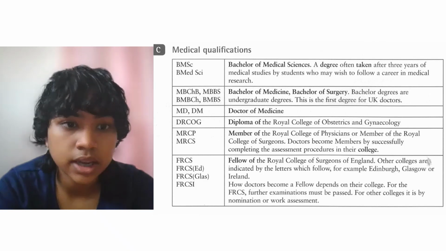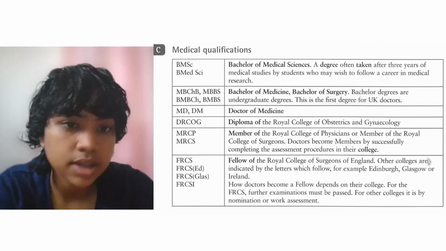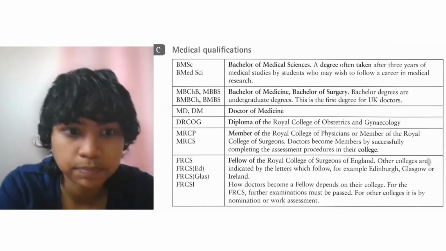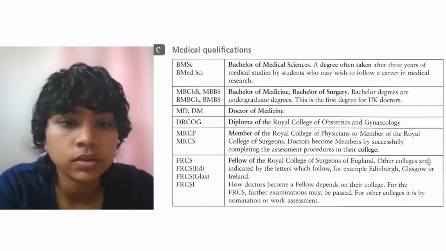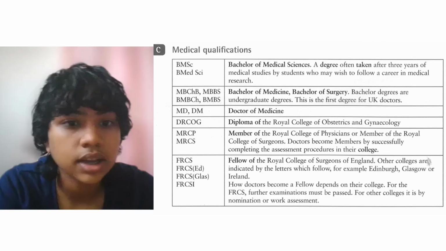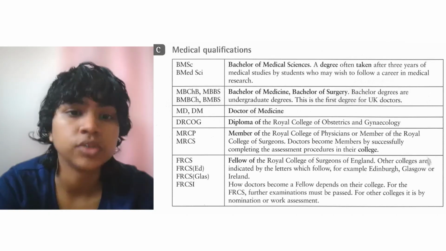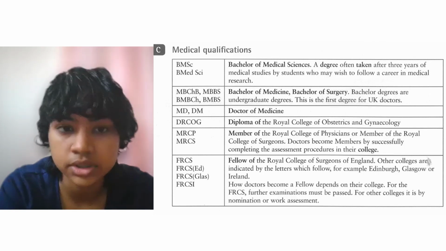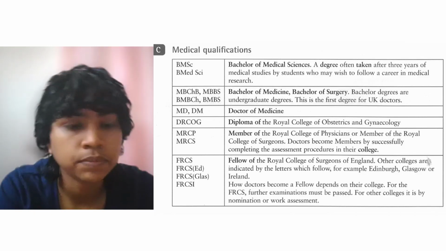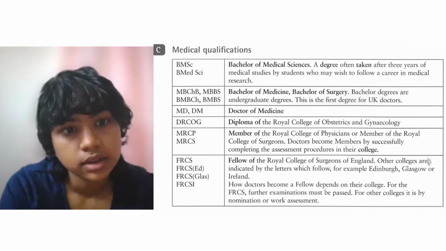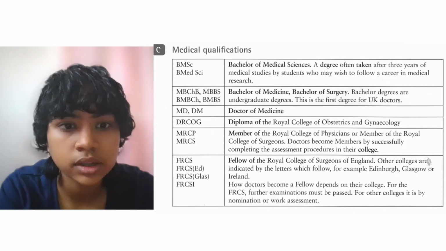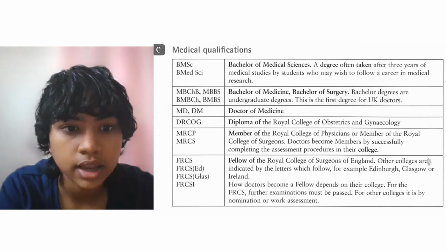MB ChB, MBBS, BMBCh, BMBS: Bachelor of Medicine, Bachelor of Surgery. Bachelor degrees are undergraduate degrees. This is the first degree for UK doctors. MD, DM: Doctor of Medicine. DRCOG: Diploma of the Royal College of Obstetricians and Gynaecologists.